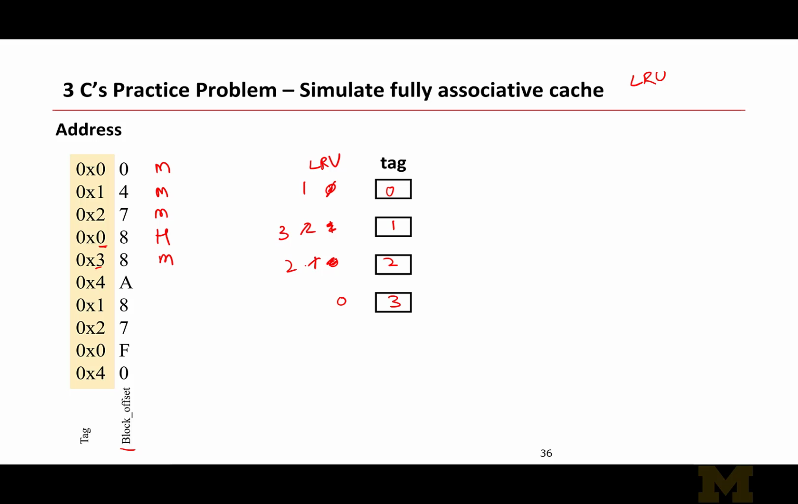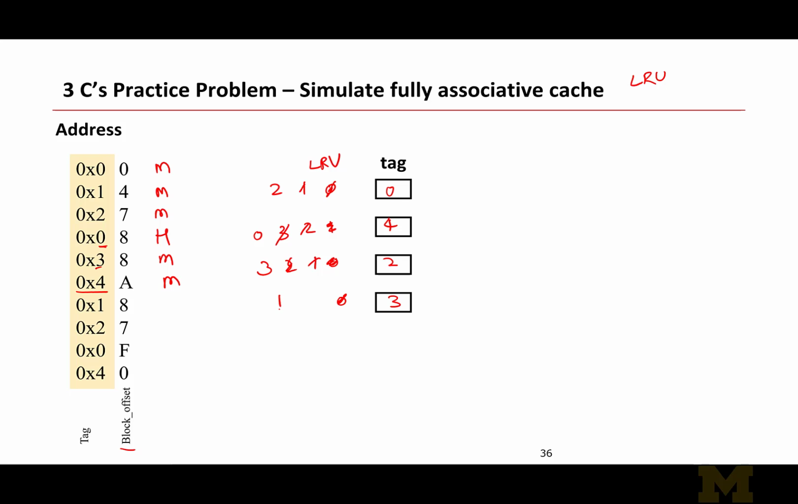Okay, so now I have to bring in tag 4. It's not there in the cache, it's a miss. I have to evict the LRU, so LRU is going to be 3, so I evict this one, replace it with 4, and set its LRU rank to 0, and increment everyone else's rank by 1.